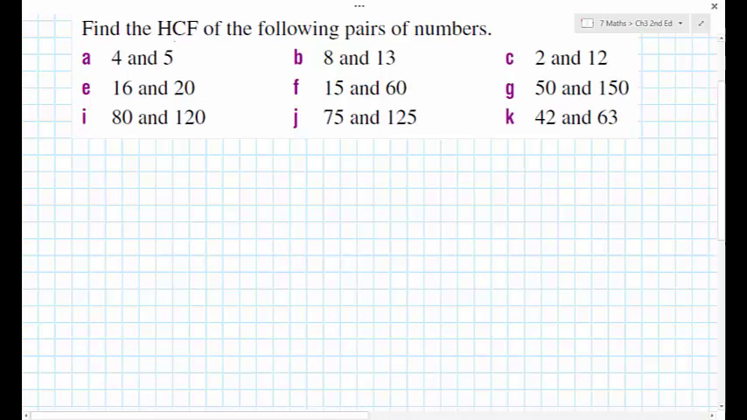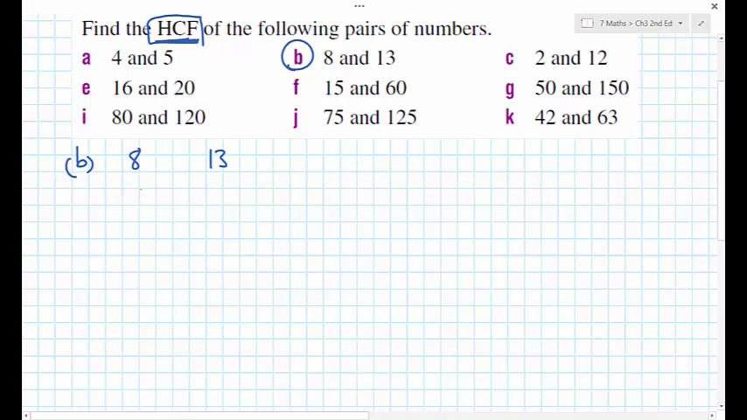Okay, so in this question, it wants me to find the highest common factor of the following pairs of numbers. So let's look at 8 and 13. With B, where I have 8 and 13, I'm looking for the highest common factor. So I want to start with the factors of 8.